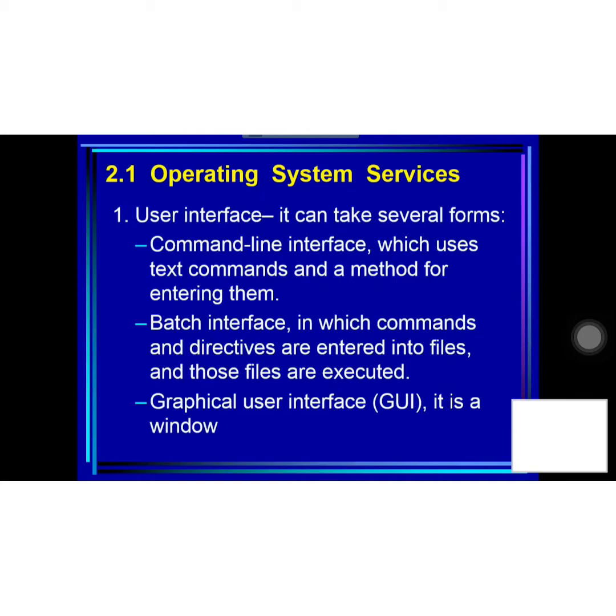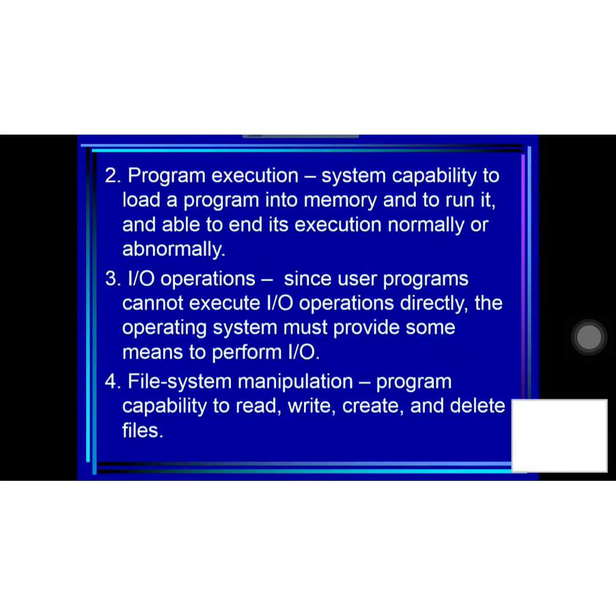Here, the interface is a windows system with a pointing device to direct I/O, choose from menus, and make selections, and a keyboard to enter text. Some systems provide two or all three of these variations. Okay. The second service is program execution. The system must be able to load a program into memory and to run that program. The program must be able to end its execution either normally or abnormally.